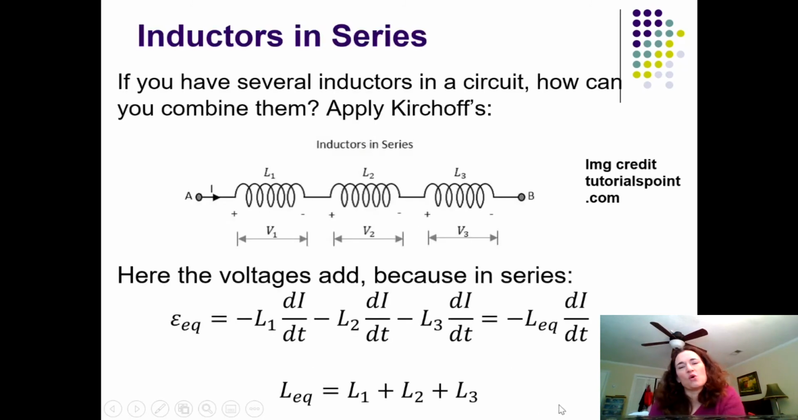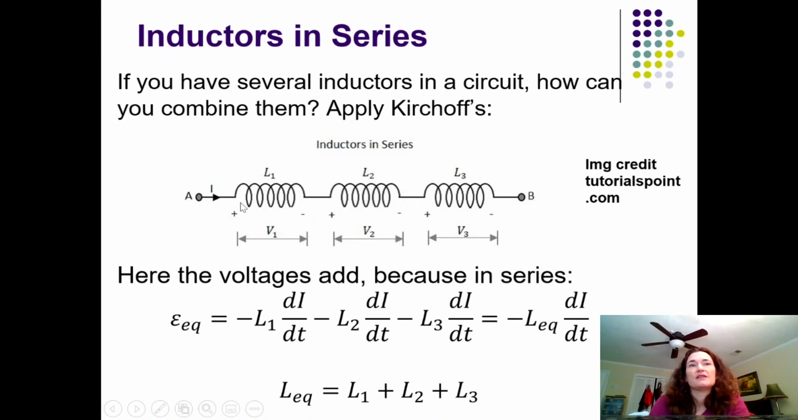All right, so what do we do if we have multiple inductors in a circuit? Let's derive the equations for how you combine the inductances in series and parallel. Let's do series first. If you have several inductors hooked up in a circuit, like you can see here, where L1, L2, and L3 are hooked end to end, then you can apply Kirchhoff's rules here.